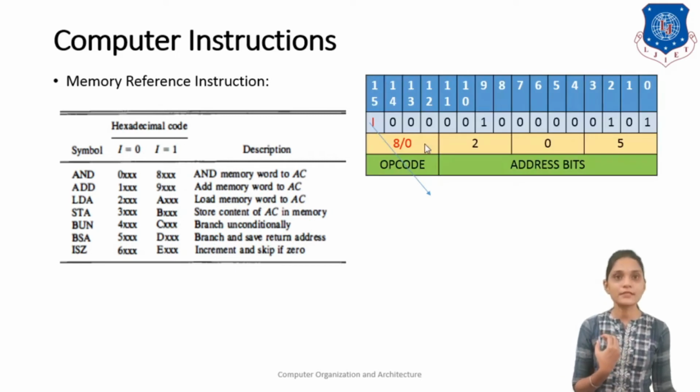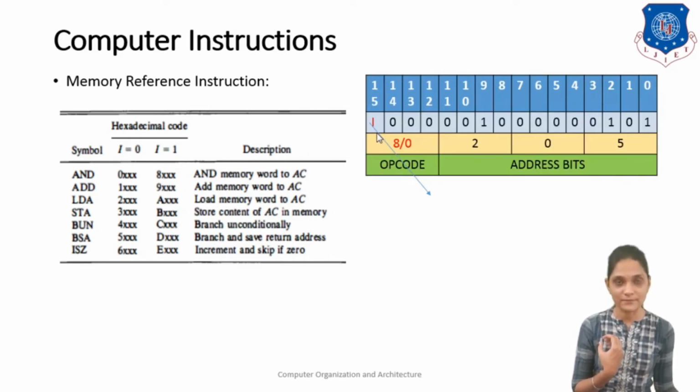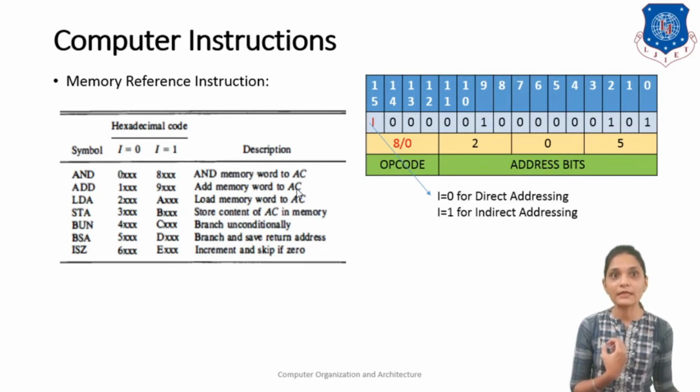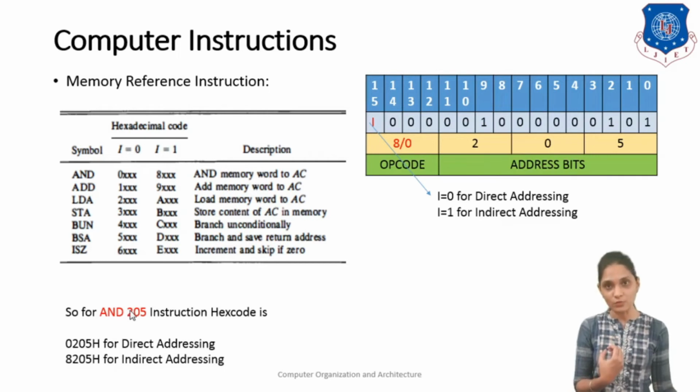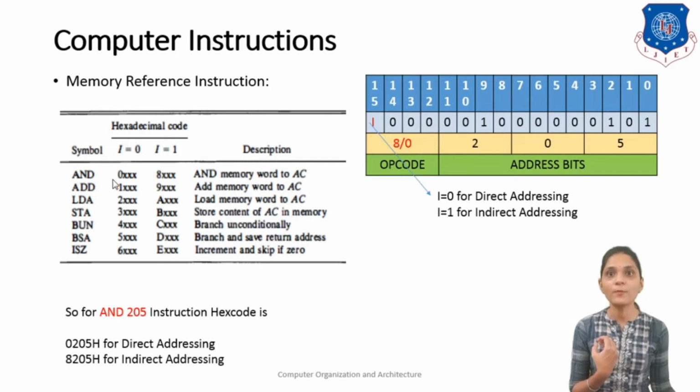For example, if we consider that we have an instruction where we have used this AND instruction, and it has an address field of 205. If we consider that this instruction is of direct addressing mode, then for direct addressing mode your ith bit will be 0. The rest of the 3 bits for the AND operation should be 0 0 0. Your operation code of 3 bits is 0 0 0.